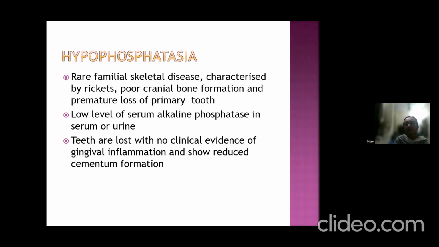Yet another condition is hypophosphatasia, which is a rare familial skeletal disease characterized by rickets, poor cranial bone formation, and premature loss of the primary teeth. Here, a low level of serum alkaline phosphatase is detected in both serum as well as urine tests, and also teeth are lost with no clinical evidence of gingival inflammation, and they show reduced cementum formation. So the lack of cementum is one of the reasons why there is tooth loss in such patients.